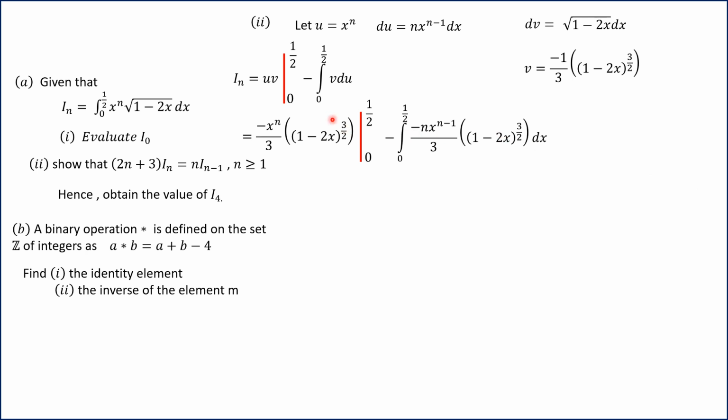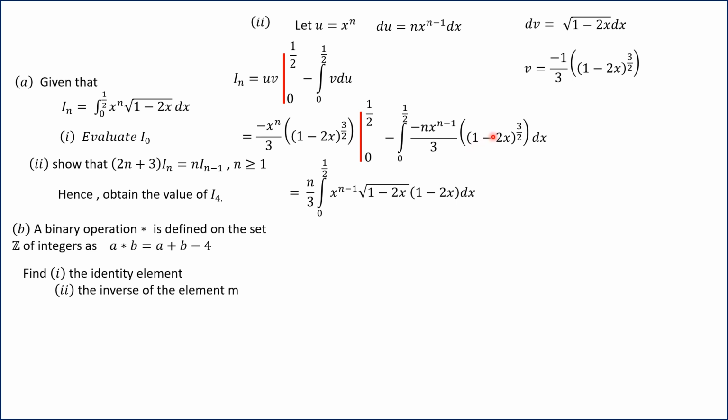Now we'll see that in this case, when I put half in this place here, it will give me 0, and when I substitute x for 0, it will also give me 0. So this integral boils down to 0, so I don't bother about it again. So I'll focus on this part. Negative times negative gives positive. n divided by 3 is just a number, so we can factor it out, and it will have n times the integral from 0 to a half of x to the power n minus 1 times the square root of this. Now I have to note that I'm simplifying a bit here.